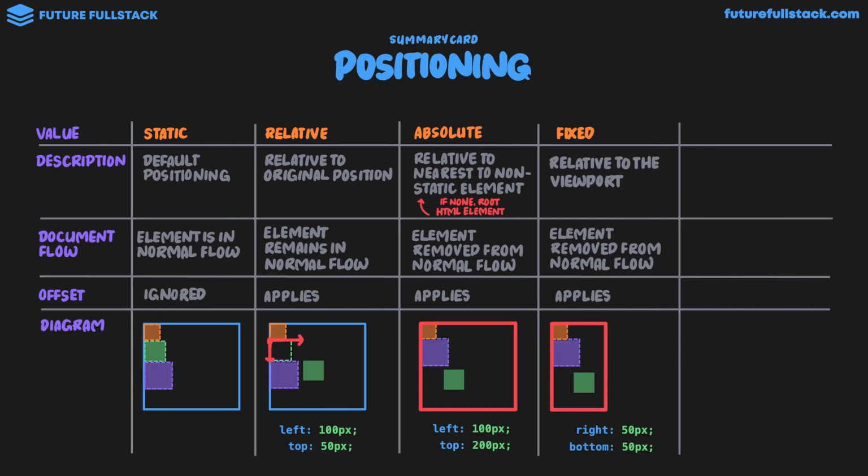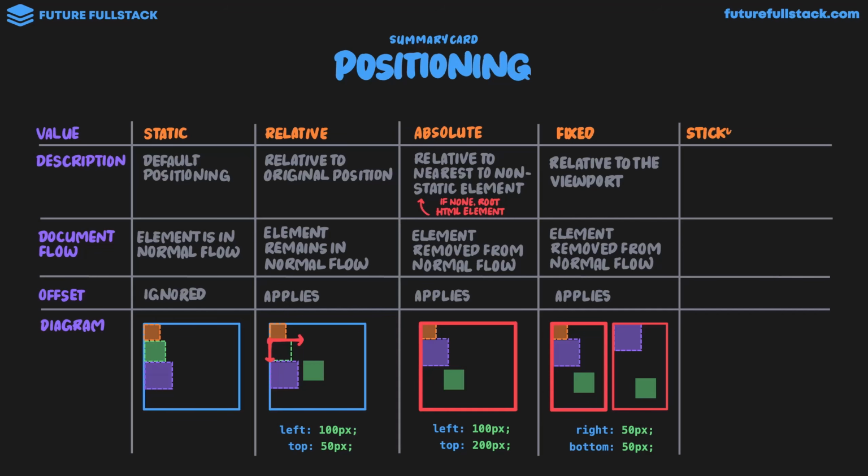The other big difference for a fixed element compared to an absolutely positioned element is that when the user scrolls, the element will remain in place. The diagram on the right represents the user scrolling down the page, where the orange element is no longer in view of the page.